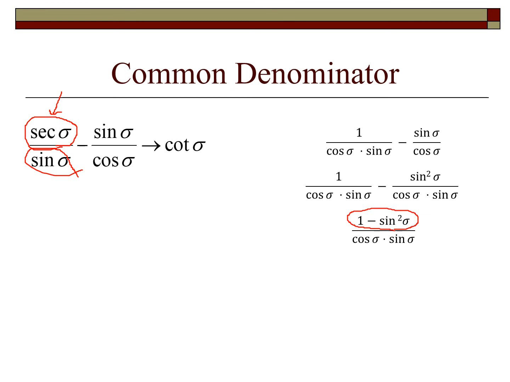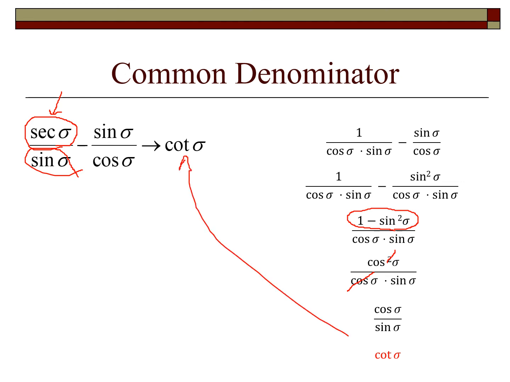And hopefully you recognize that this right here is a property. Think about what property it is. It is cosine squared. Now that we have cosine squared, we can do some simplifying. We can cancel one of the cosines with one of the cosines down here, and we're left with cosine sigma over sine sigma. And then finally, you should recognize that cosine over sine is cotangent, what we were trying to prove.